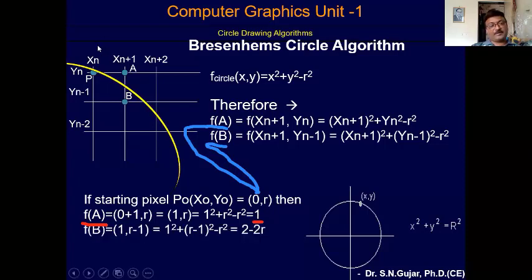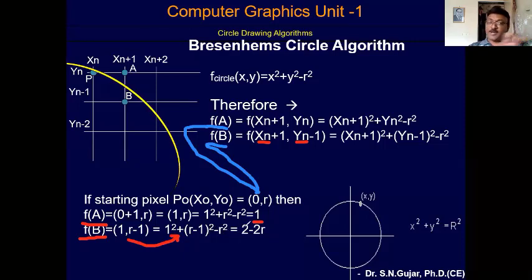Now proceed for the next one. What is my f of b? Again I am going to put this in f of b. What is the value of f of b? It is xn plus 1, yn minus 1. So xn is what? 0, and yn is what? r. So put 0 and r over here. So this becomes 1 comma r minus 1. Put this in your circle equation. So that becomes 1 square plus r minus 1 square minus r square.